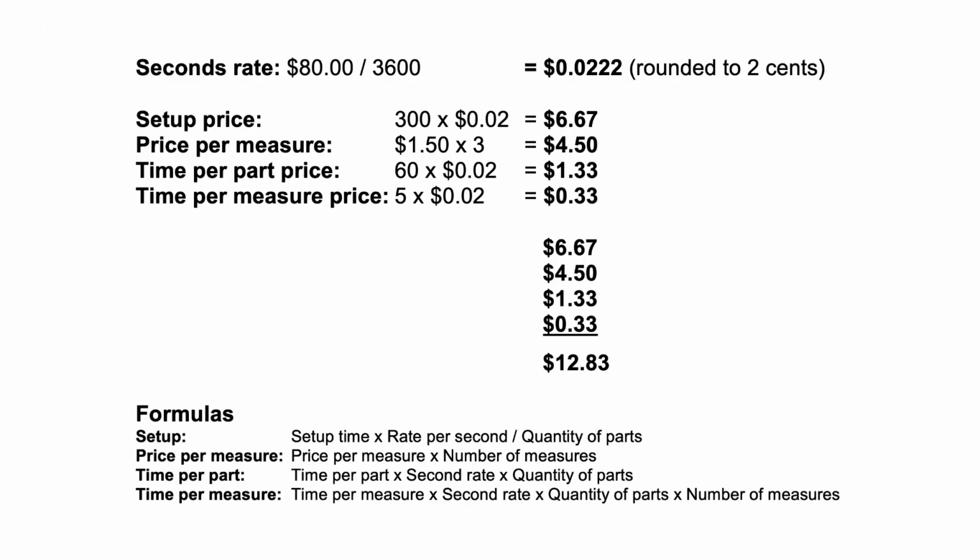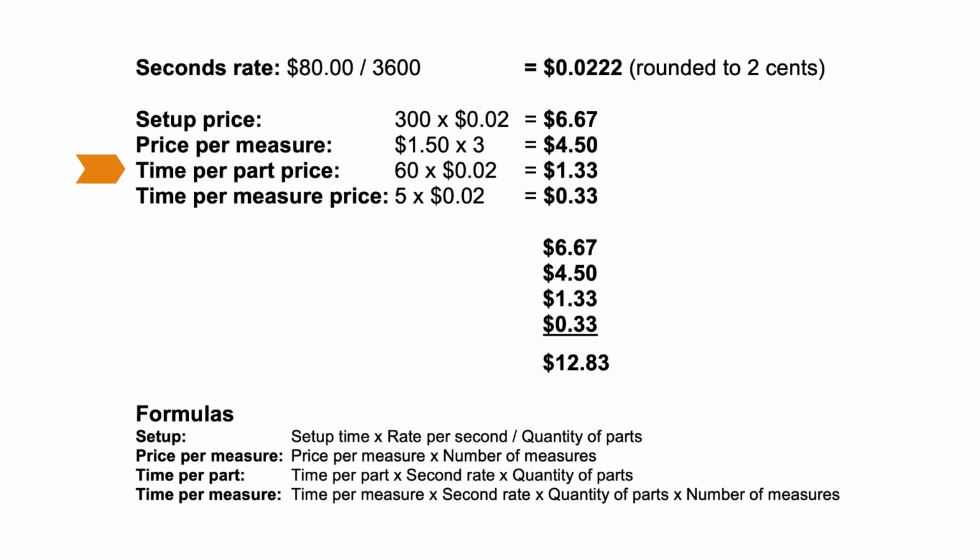Let's do the math. First, we take $80 and divide it by 3,600, which gives us 2 cents. This is the hourly rate converted into seconds. Then, we take the time it takes to set up the welding equipment, which is 300 seconds, and multiply it by 2 cents. After that, we divide the answer by the number of parts we're welding. That gives us $6.67. Next, we figure out the price per measure by multiplying $1.50 by the number of welds we're doing. Let's say we're welding 3 100mm welds, so the price per measure would be $4.50.